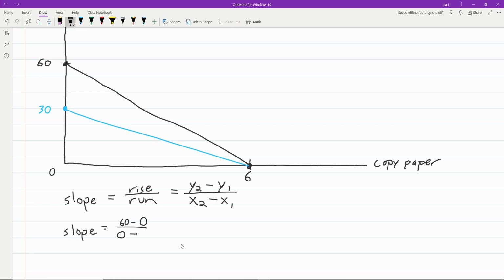Then we need to take the x value here of our second point, which has to be 6, because we're measuring it horizontally from the origin. So, of course, that has to be 6, as it says right here. So what we get is 60 divided by minus 6. Slope is minus 10, which is what we calculated before in part 1 of the video, right?